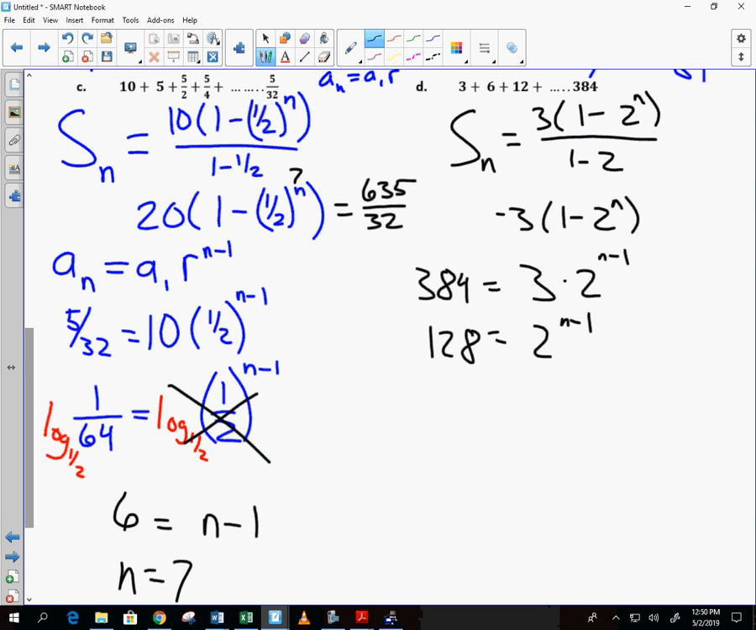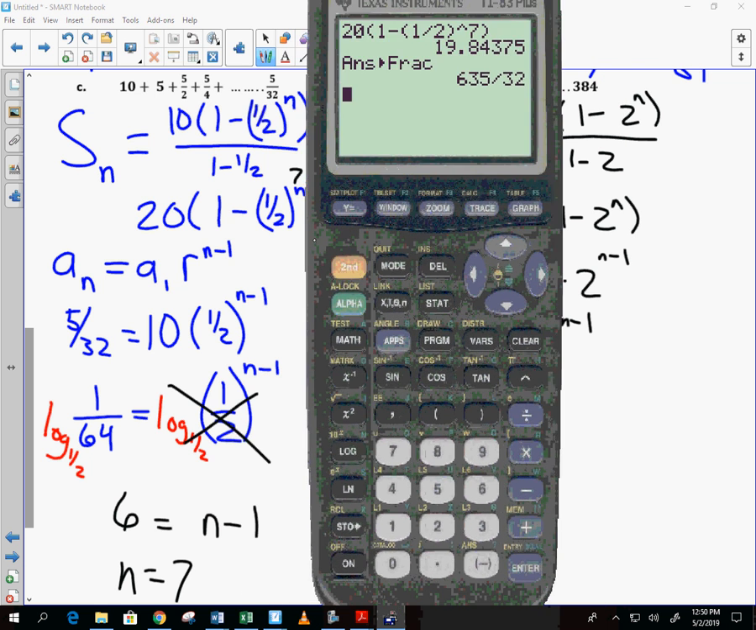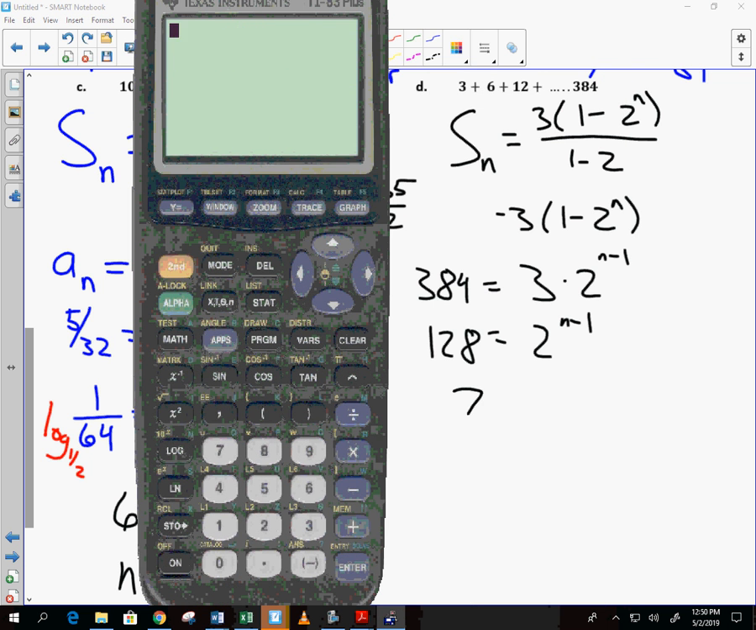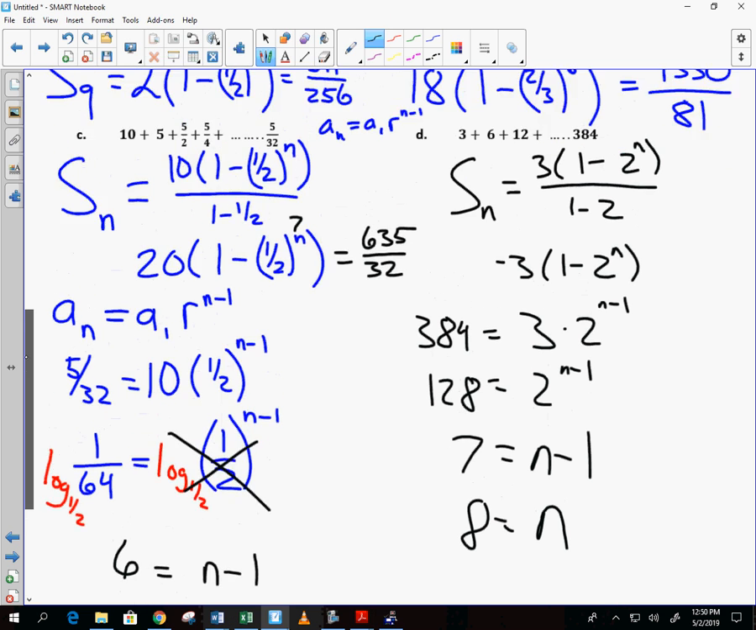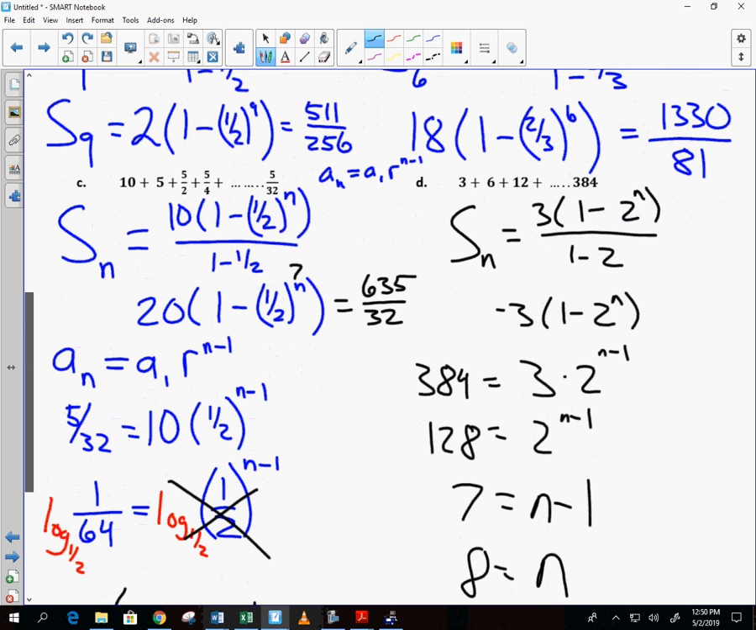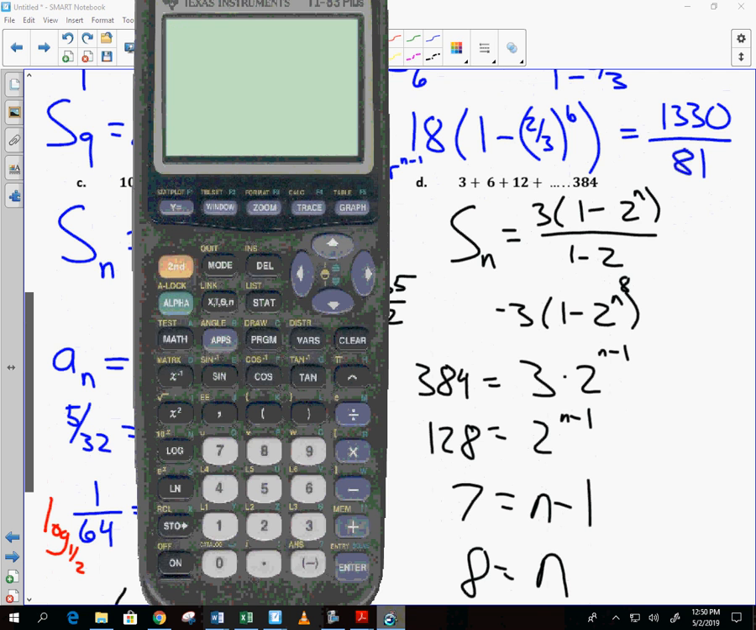And then how do I get rid of the 2? Log base 2. And what do you get then? What is log base 2 of 128? 7. So I got 7 is equal to n minus 1. So what is n? Law of sevens. So n is 8. So I put the 8 right there, and now I calculate it. -3 times 1 minus 2 raised to the 8th power, and I get 765.